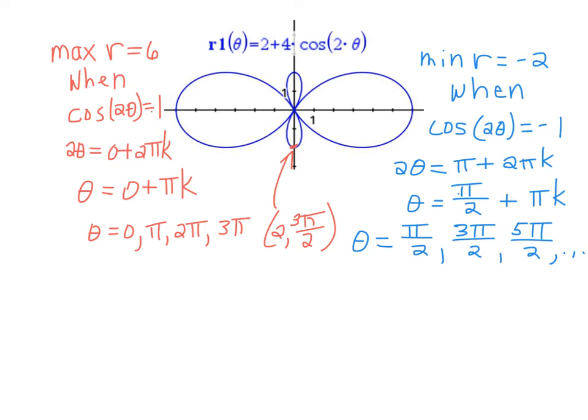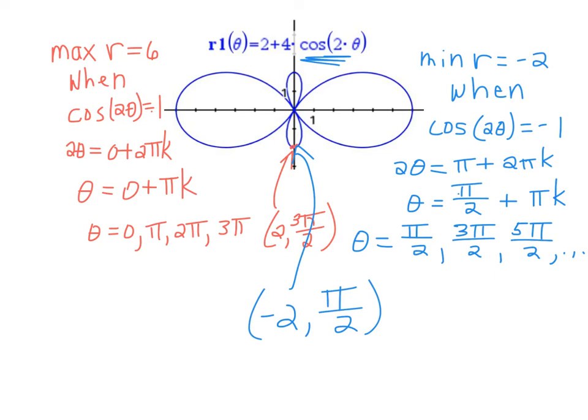This is the point, I'll use the blue, okay, this is actually the point -2, pi over 2, right? Because when we plug in pi over 2, we're going to also get -1 right up here, and that will then translate into a -2. So that's what that point is. That point actually has a negative r value, -2.